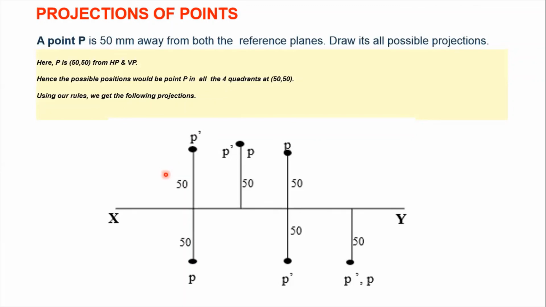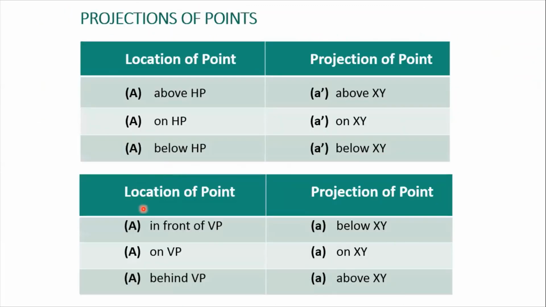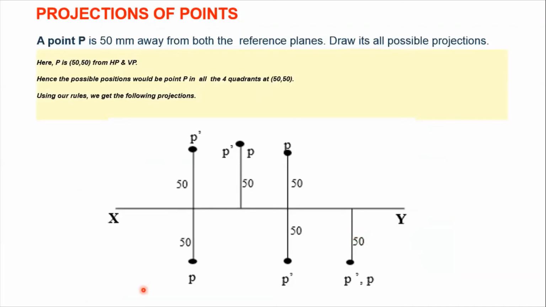Now in first quadrant, point would be in front of VP. So in front, that means we'll be having the point A below your XY line. So the first quadrant point would be without dash and which will be below your XY line. Similarly, as we have seen in previous figures, for second quadrant, we know that both the points would lie above your XY line. So we'll simply plot both the points 50 mm above your XY line, which is your point P dash and P for your second quadrant figure.